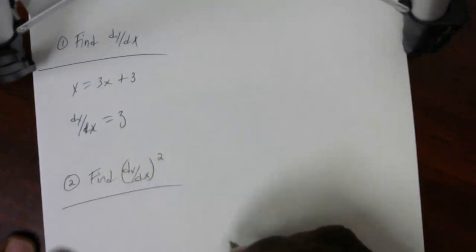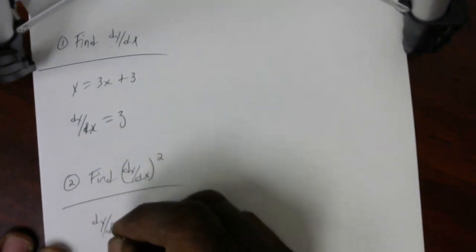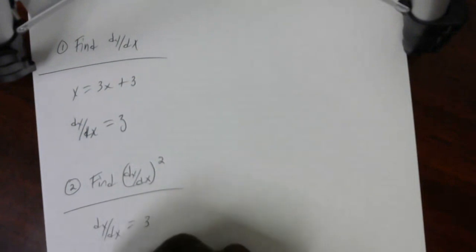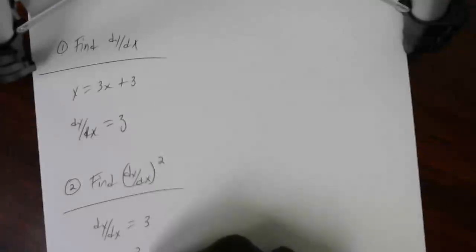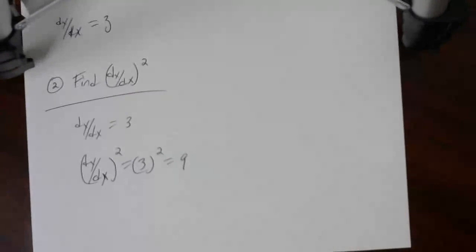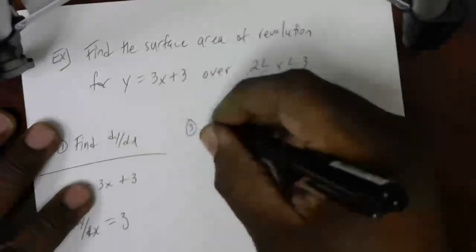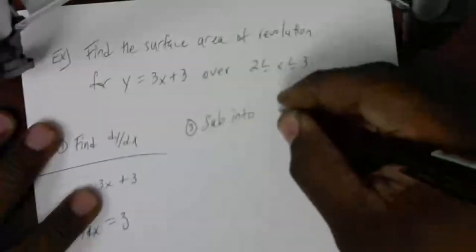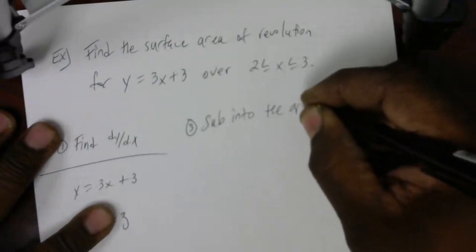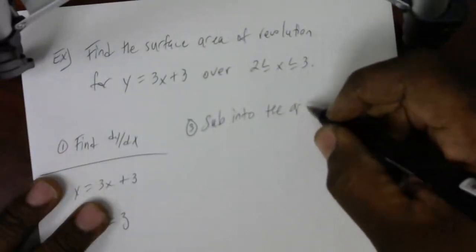Next we'll find dy dx quantity squared. All right, so dy dx is 3. So dy dx squared is 9. All right, so the third thing we're going to do is substitute into the surface area of surface formula.